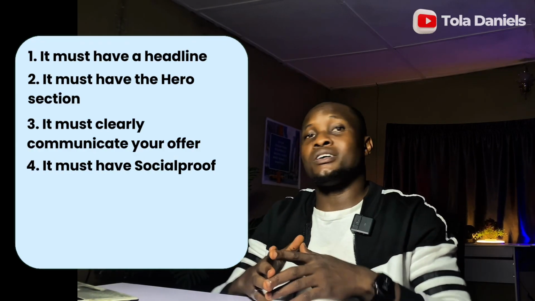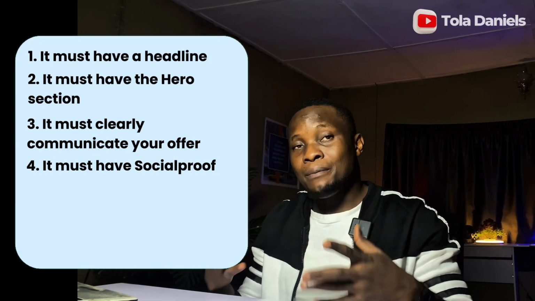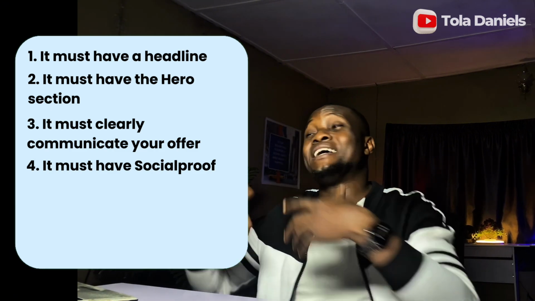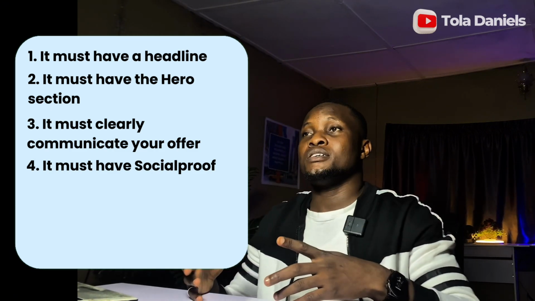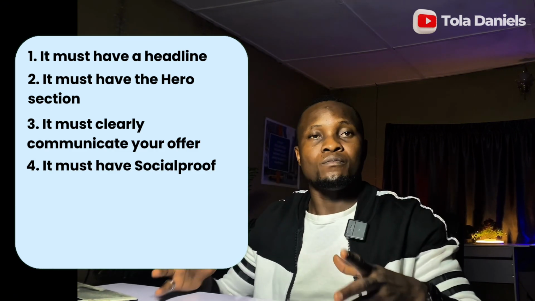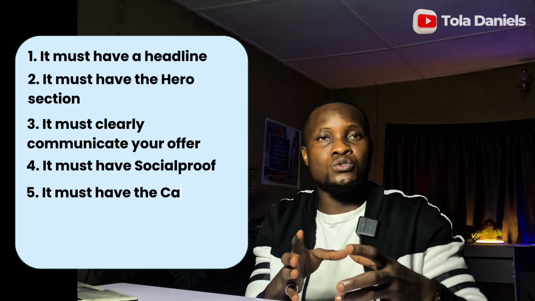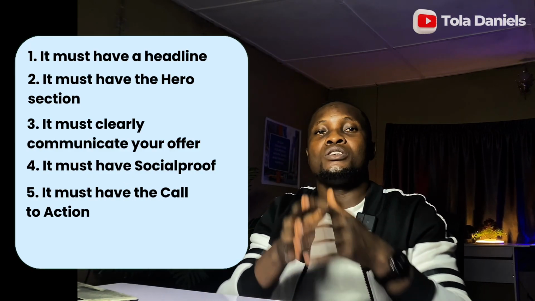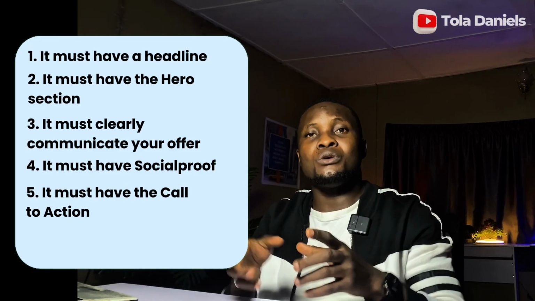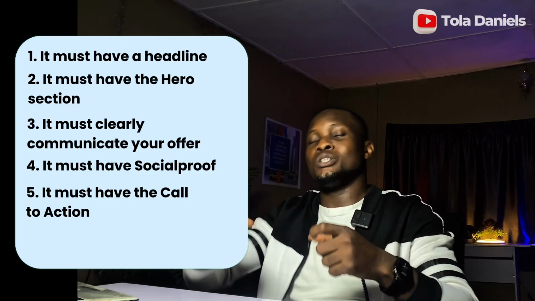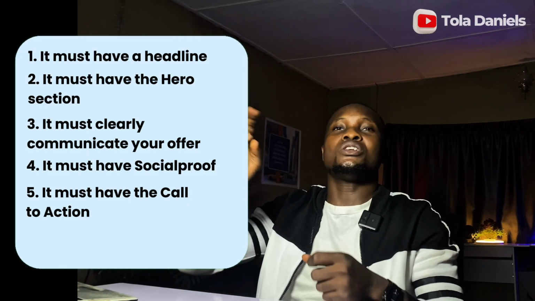So even if your product is new, you can use proofs from your own personal process, your own results, or from beta testers, or from your superiors, or even other people. You understand? So then you should have the call to action, which is called CTA. Your CTA must be clear, visible, and repeated throughout the page. Your call to action should not be at just one point.